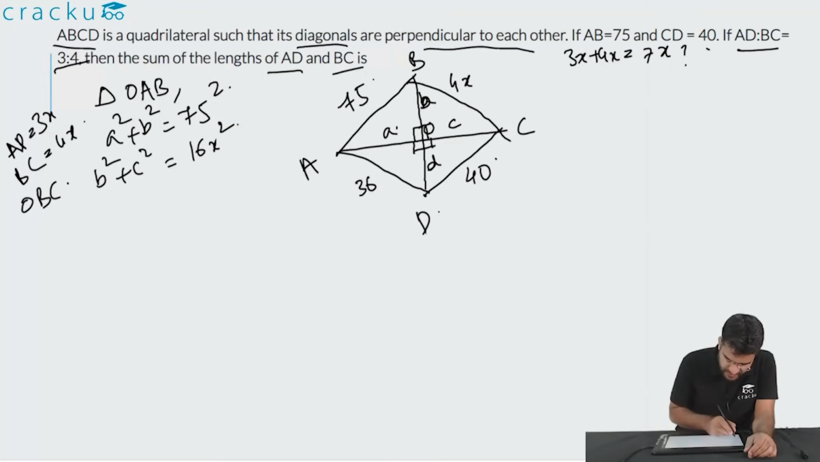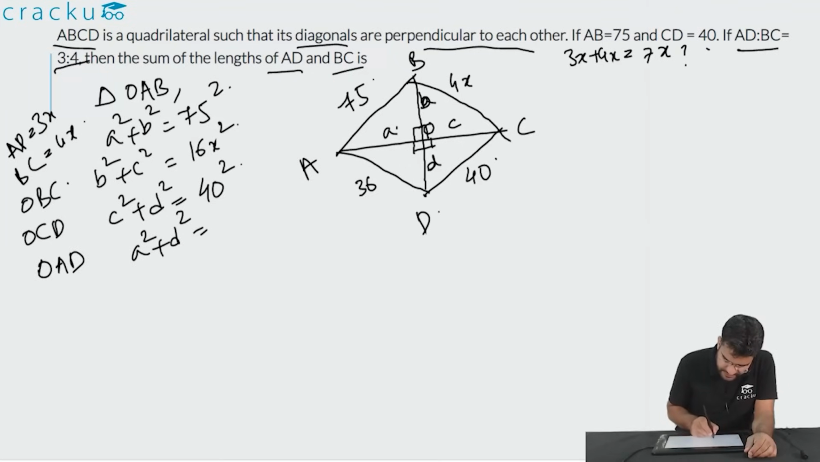Similarly, in triangle OCD, c square plus d square is equal to 40 square. And in triangle OAD, a square plus d square is equal to, this is 3x, so 9x square. Now you have 4 equations. This is equation 1, equation 2, equation 3 and equation 4.